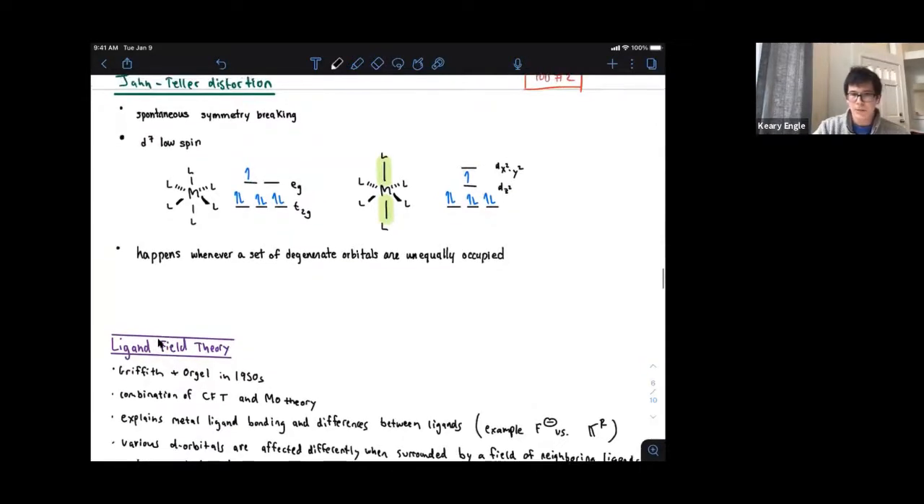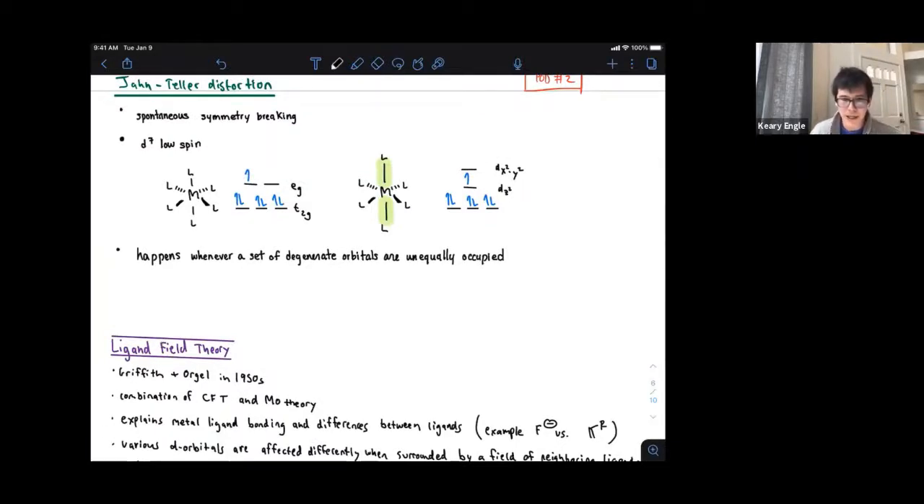Okay, related to this discussion, a concept that I will introduce briefly is Jahn-Teller distortion. The consequence of Jahn-Teller distortion empirically is that in octahedral metals with unpaired spin, you often see elongation of the metal ligand bonds along one axis. The underlying cause in terms of the electron configuration is that whenever you have a set of degenerate orbitals that are unequally occupied, there's this tendency for symmetry breaking.